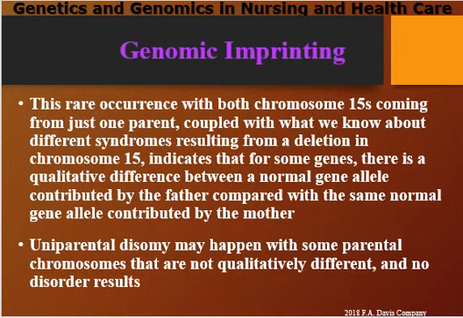Okay, so with both chromosome 15s coming from just one parent, coupled with what we know about different syndromes resulting from a deletion in chromosome 15, that indicates that for some genes there is a difference between a normal gene allele contributed by the father compared with the same normal gene allele contributed by the mother. So uniparental disomy may happen with some parental chromosomes that are not qualitatively different, and then no disorder results.